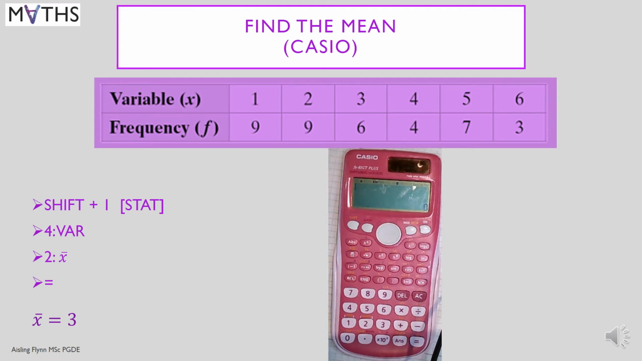We've just entered in the frequency table, we're using the statistics function at the button 1 here to study the data. So shift and 1, select number 4 for variance, and to calculate the mean we'll select number 2, x bar is for mean, 2 and equals, and I get a mean of 3.